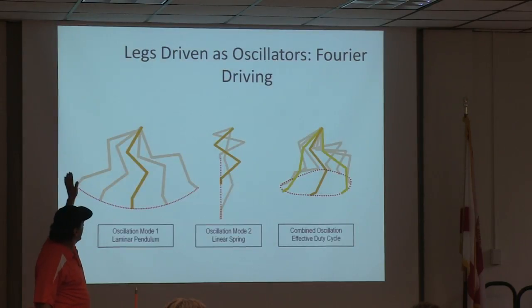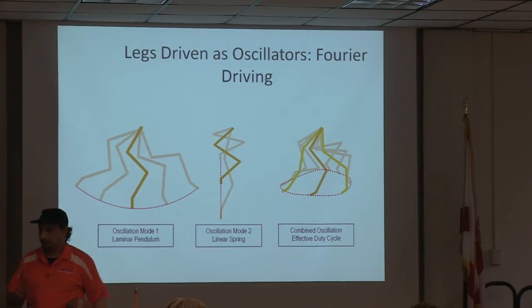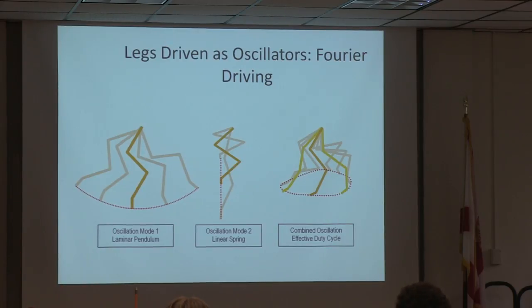Next. We can excite this thing, Fourier driving, about the hip. We have only one actuator on each leg, one motor only. If it moves slow, the leg swings as a pendulum. But if I excite it at twice that frequency, now I excite this other mode, and that's how we get the duty cycle. Next.